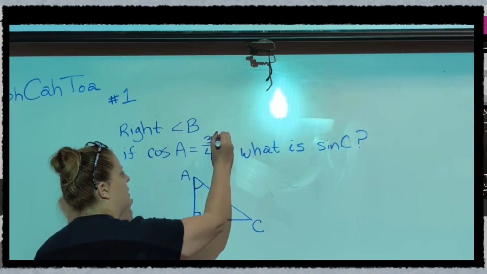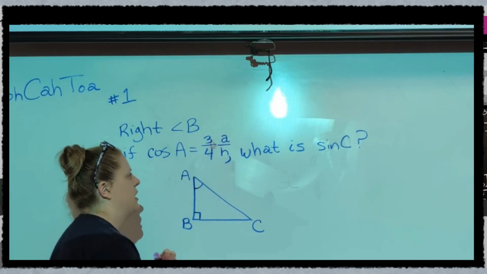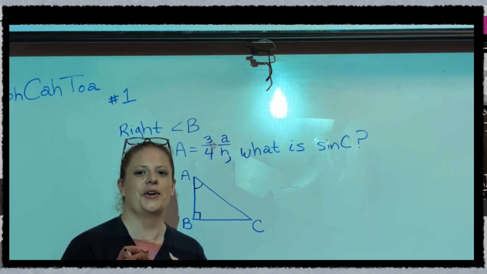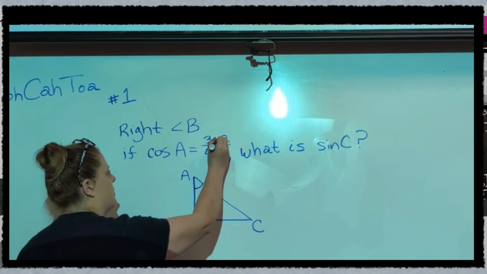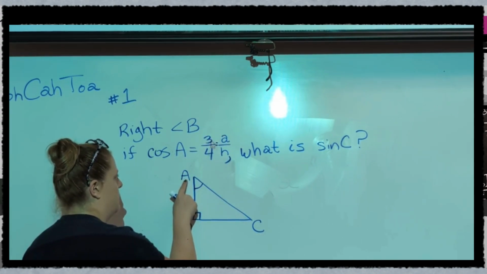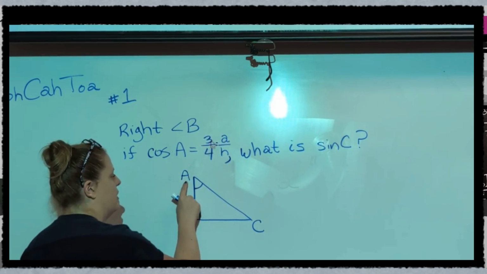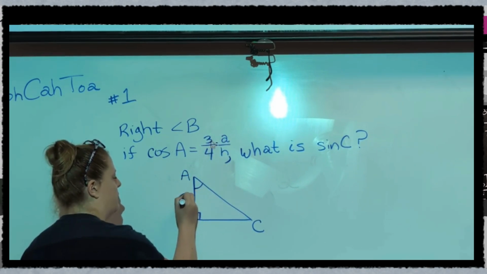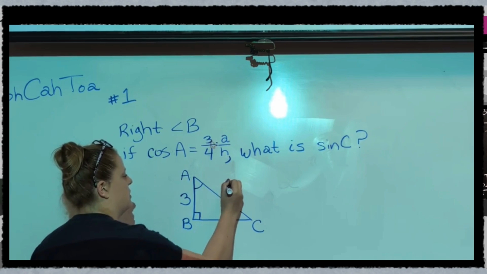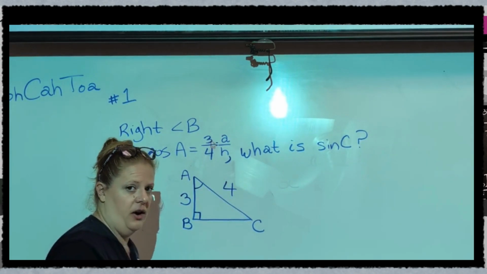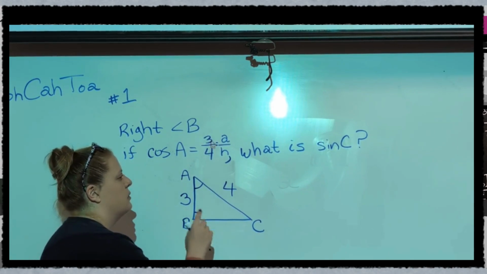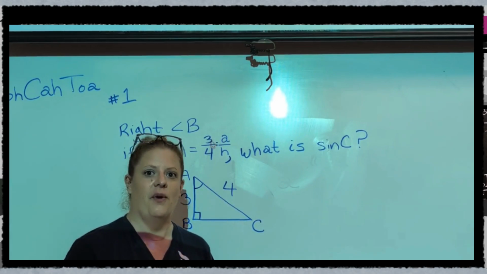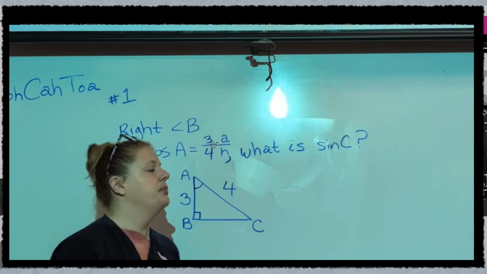Remember, cosine is A over H. That's the CAH in SohCahToa, right? So that means my adjacent to A is 3. My hypotenuse is 4. Now, before you go solving for this here, go to the next part and let's see what they want. We might not need to find it.